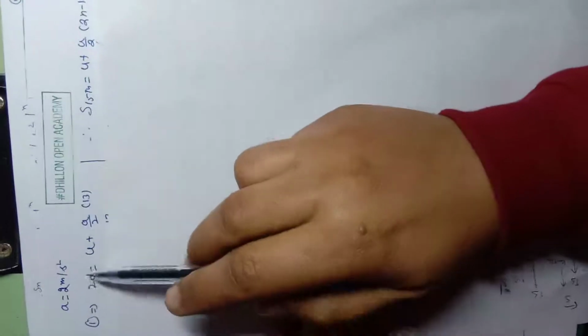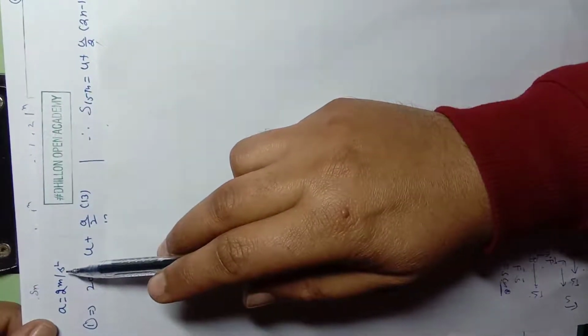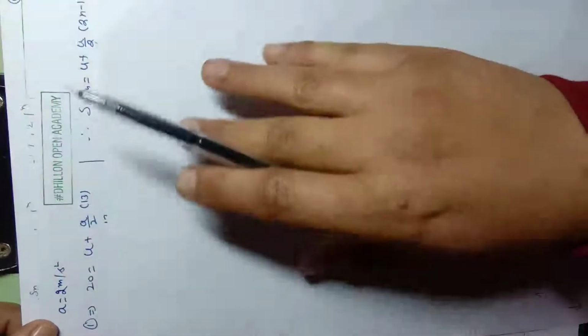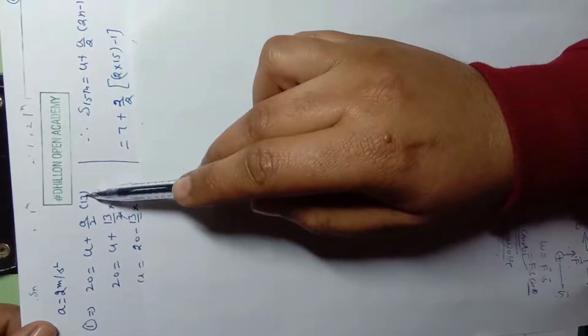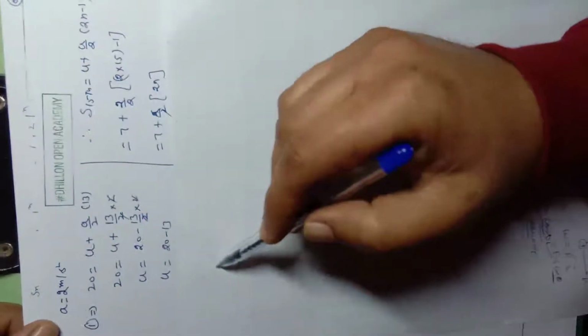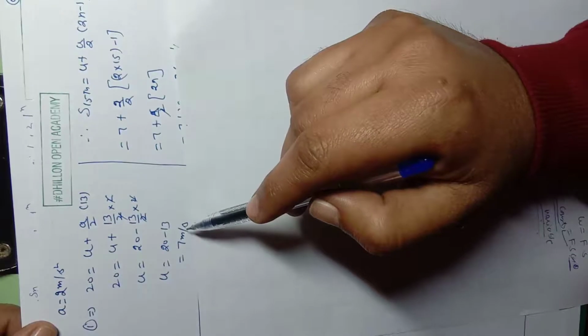So we determined the acceleration as 2 meter per second square. We can use this value of acceleration in either equation 1 or 2 to get the value of initial velocity u. We are using the first equation, 20 equal to u plus a by 2 into 13. We substitute the value of a, and the value of u comes out to be equal to 7 meter per second. So both a and u are now known to us.